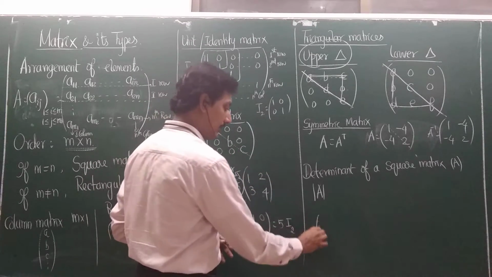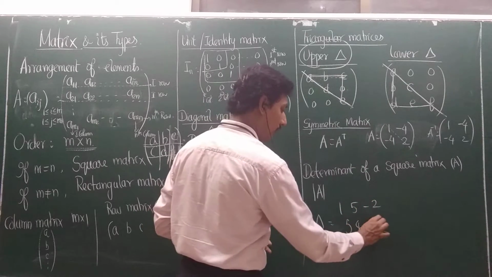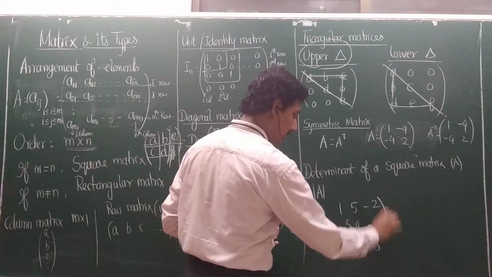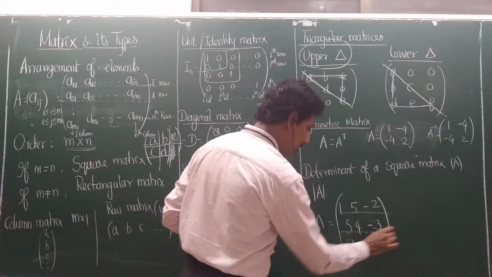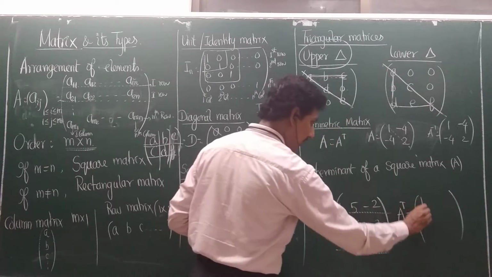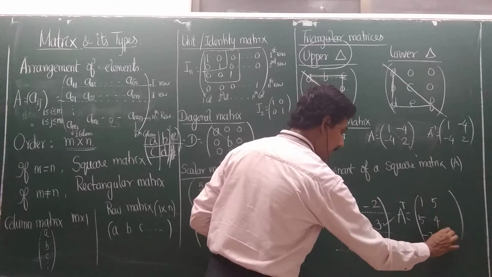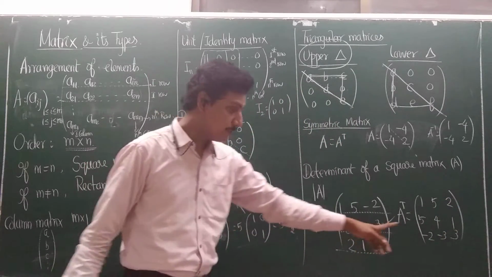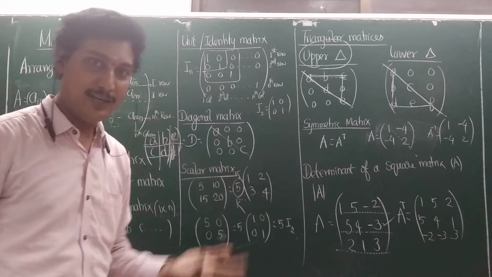For example, suppose A is equal to 1, 5, minus 2, 5, 4, minus 3, 2, 1, 3. I'm just giving an example. This is the first row, this is the second row, the third row. What will A transpose be? Convert the first row into the first column, the second row into the second column, the third row into the third column. Now, are A and A transpose the same? No. So this is not a symmetric matrix. This is a non-symmetric matrix.